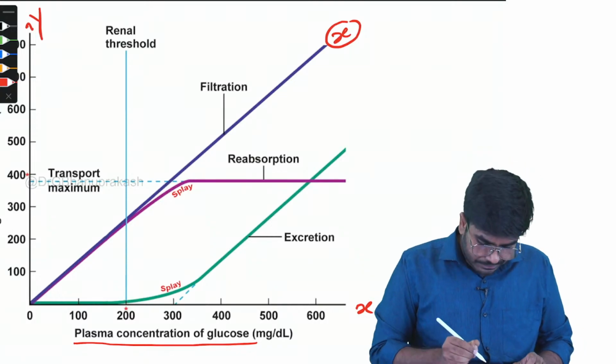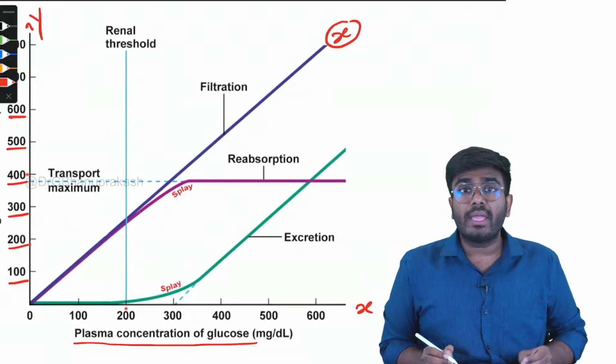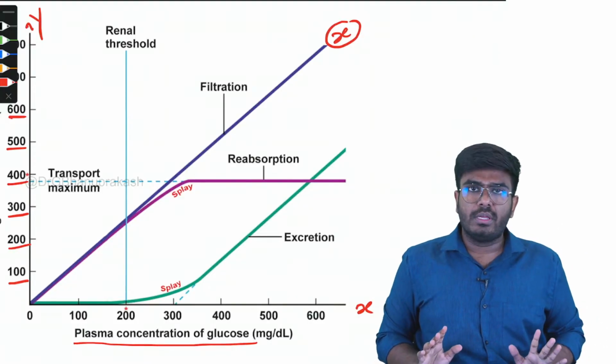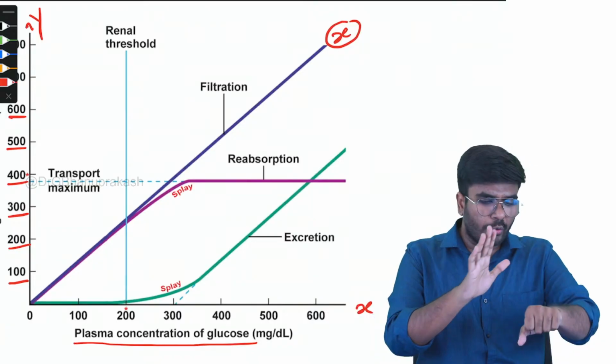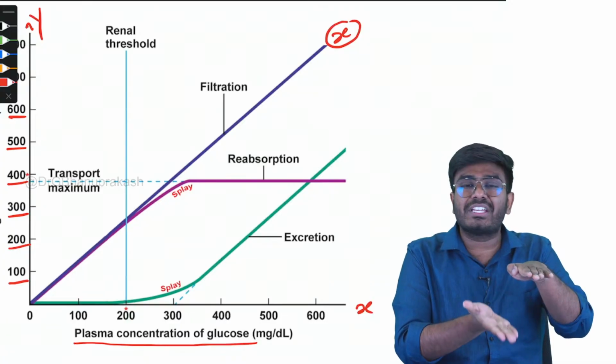I'm talking about the filtered load. Here is the filtered load. Okay, how much is getting filtered? That's the filtered load. Now, normally, I'm asking you one question: if you put more into the blood, if you increase the plasma concentration of glucose, what happens to filtration?